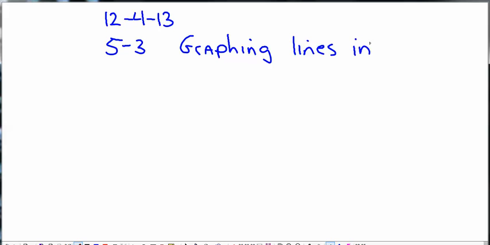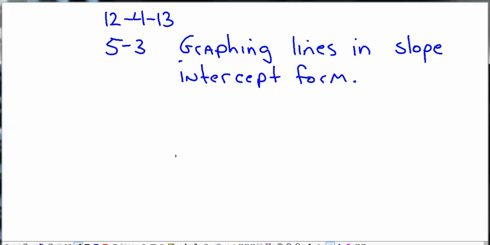Alright, this is 5-3 again, continued. But today you're going to graph lines in slope-intercept form. Alright, so if you're given a line, y equals (2x minus 1).